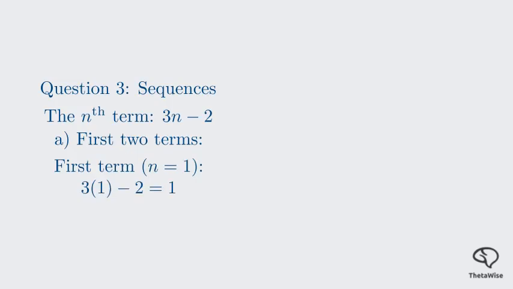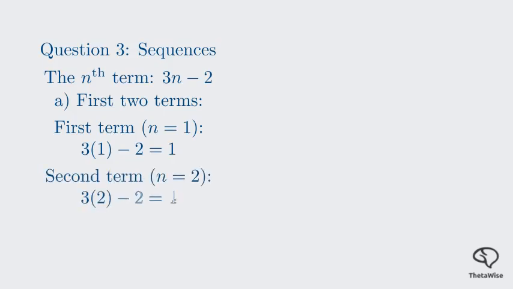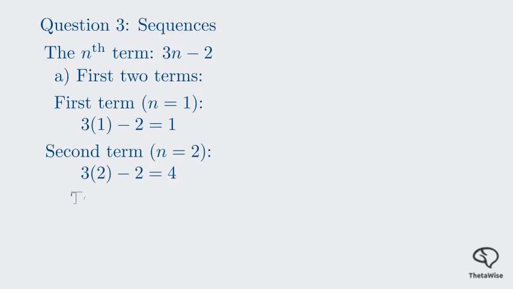Question 3 is all about sequences. We are given the rule for the nth term, which is 3n minus 2. In part A, we need to find the first 2 terms. The letter n represents the position of the number in the sequence. To find the first term, we substitute n equals 1. The first term, where n equals 1, is 3 times 1 minus 2, which equals 3 minus 2, giving us 1. To find the second term, we substitute n equals 2, that is 3 times 2, which is 6 minus 2, or 4. So, the first 2 terms are 1 and 4.